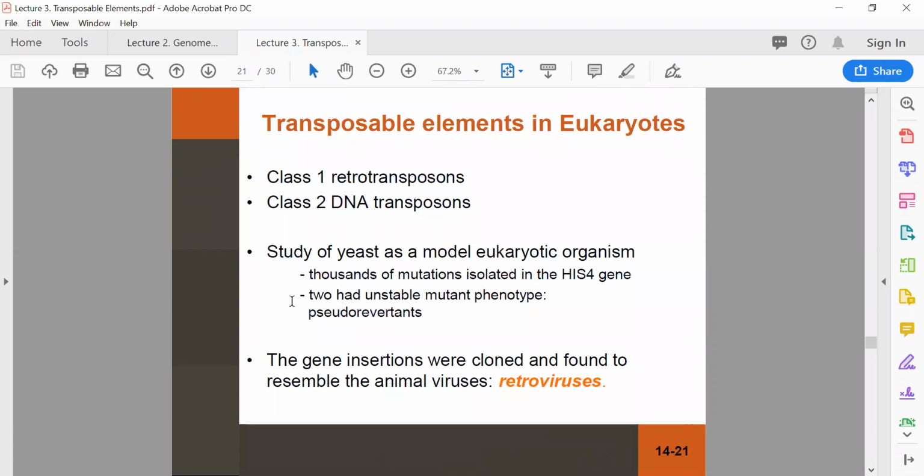When they looked closer at these two mutants, it was discovered that they had large DNA sequences inserted into the His4 gene, but surprisingly, that inserted DNA resembled a class of animal viruses called retroviruses.